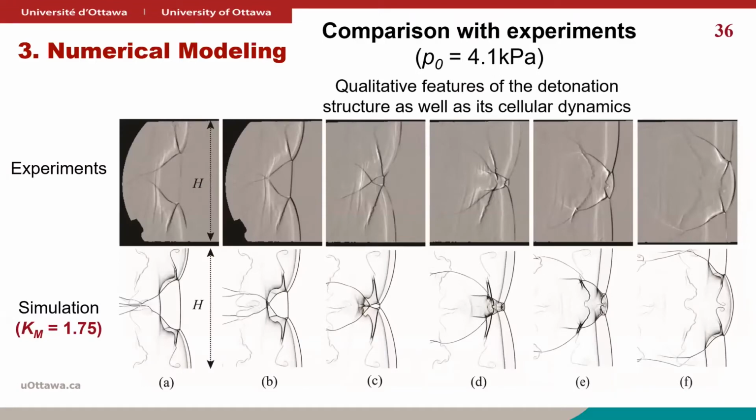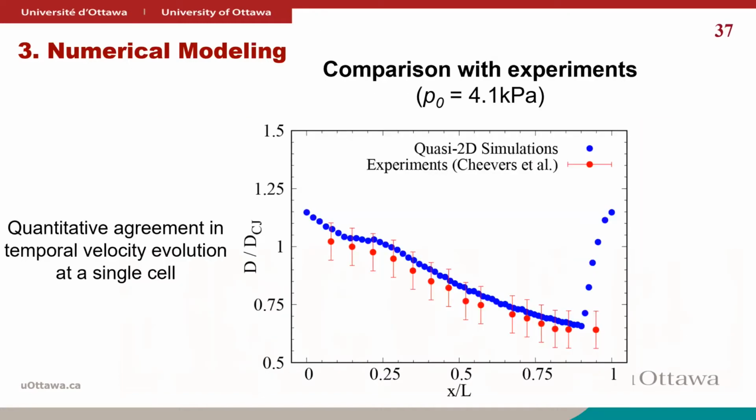Besides the velocity deficit and the cell size, the experimentally visualized qualitative features of the detonation structures, as well as its cellular dynamics, can also be very well reproduced by the simulations, as shown from the comparison between the experiments in the top column and the quantitative simulations in the bottom column. Furthermore, quantitative agreement in temporal velocity evolution at a single cell when compared to experiments was also obtained, as shown in this figure here. This suggests the robustness of the proposed quantitative formulation, as well as the two-step chemistry adopted here in simulating the real detonations in experiments.